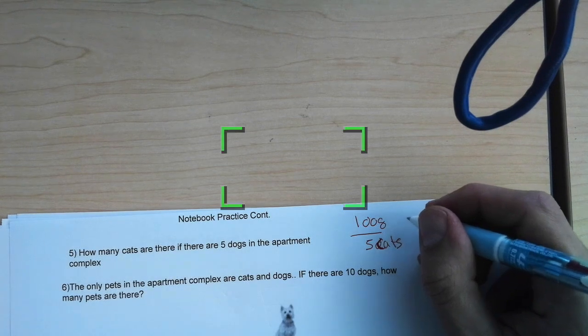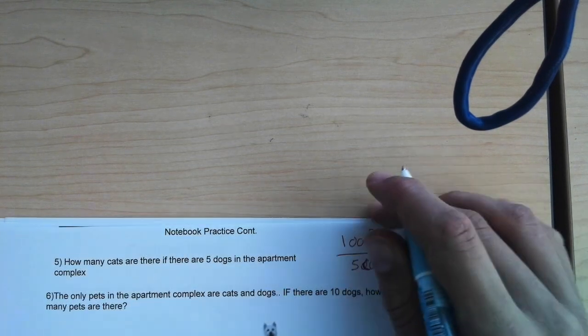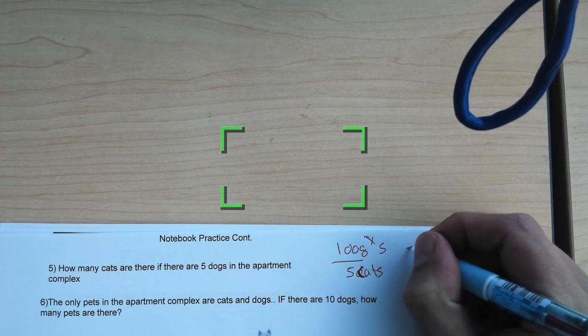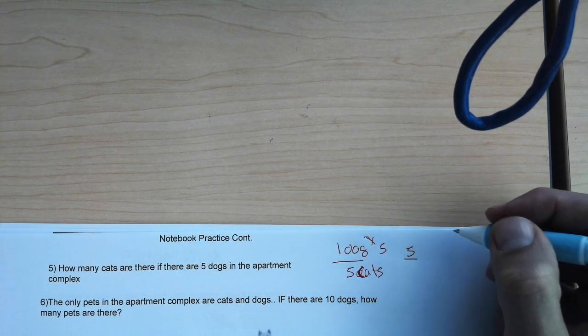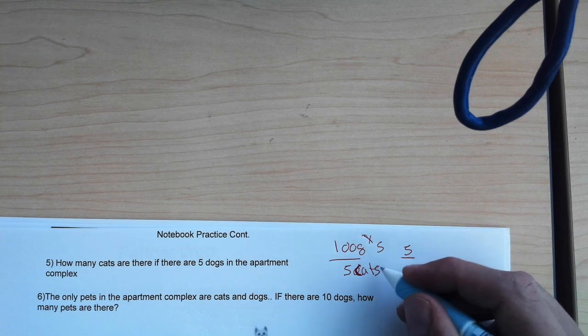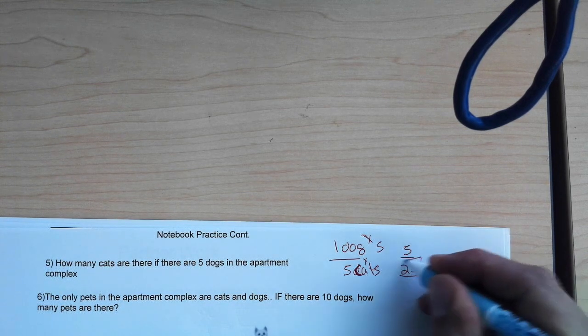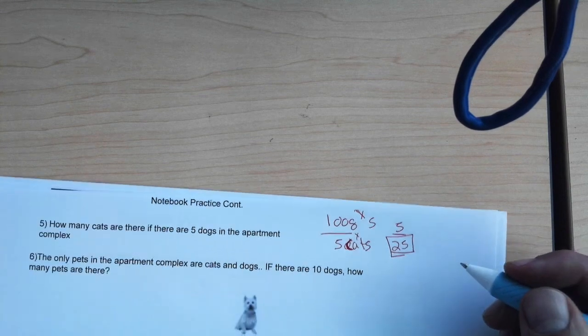So if there's 5 dogs in the apartment complex, so I'll multiply this by 5, I get 5. Okay, we're creating equivalent ratios. Now 5 times 5 is 25. So how many cats are there? There are 25 cats.